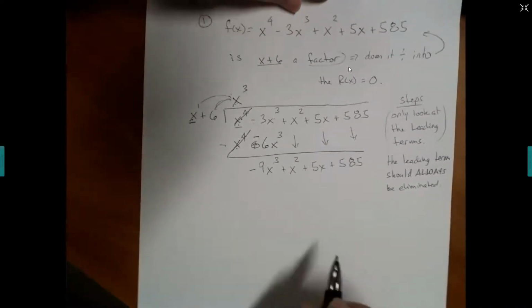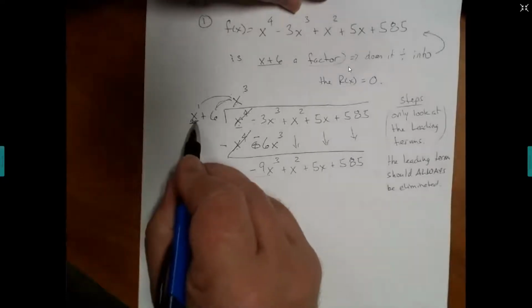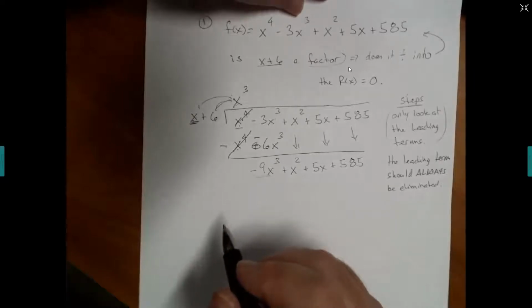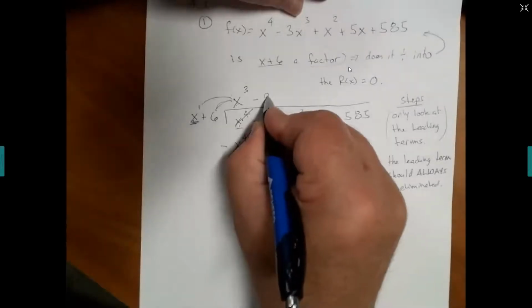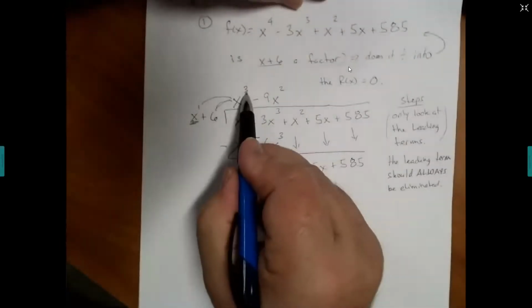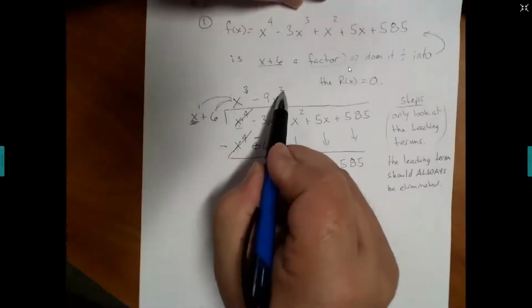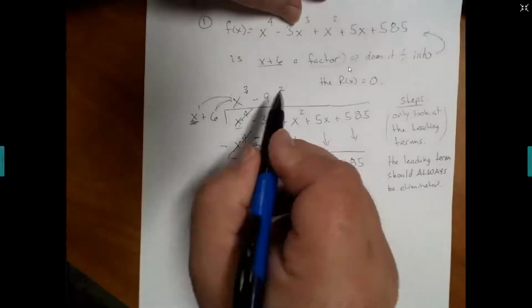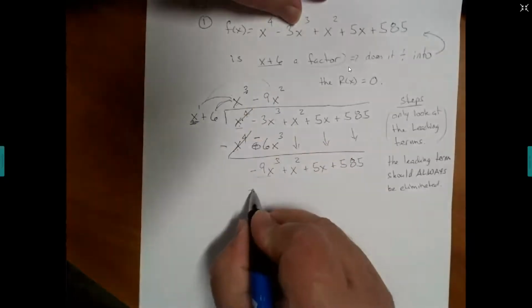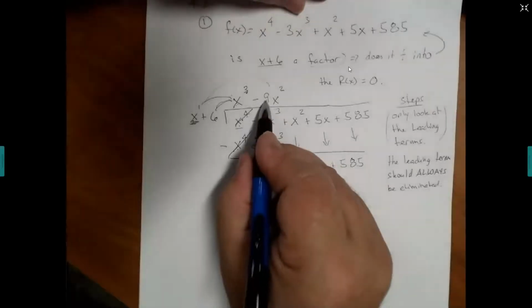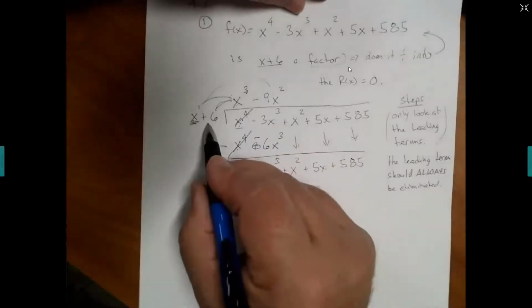Repeat the process. Look at the leading terms. What times x gives us negative 9x cubed? Yeah, we have 1x there, we need 3, so we need 2 more. You also notice on the answers, the numerator here, the powers are going to decrease. So negative 9x squared times x is negative 9x cubed. Negative 9x squared times positive 6.